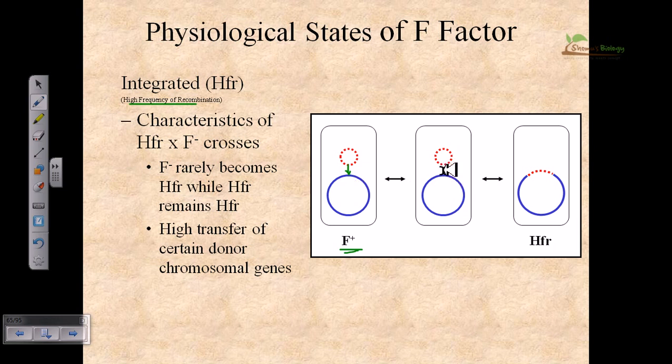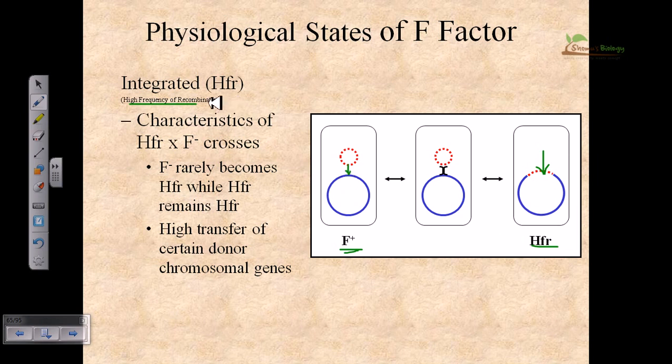Due to some crossing over event, some recombination event, this F factor becomes conjugated with the cellular chromosome of the bacterial cell, and right after that it forms a large chromosome containing all the structural genes of the bacterial cell, all the chromosomal DNA of the bacteria as well as the plasmid DNA. Having both in the same cell, we call it the Hfr type of bacterial cell, the high frequency of recombination.